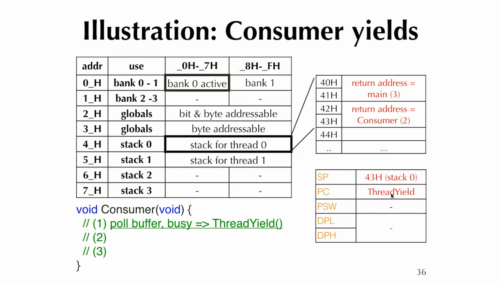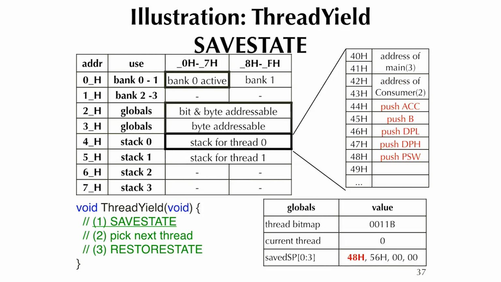And then, so what does yield have to do? Well, yield has to save state. So what does saving state mean? Well, it already has consumer's address, so we don't have to push that, right? Unlike thread create, because it wasn't running before, so we push the return address on there, which is the beginning of that function. But here, because it's thread yield that calls it, the return address is already on there. That's fine. And then we just have to push ACC, push B, push DPL, push DPH, push PSW on there. And that's how we save the state.